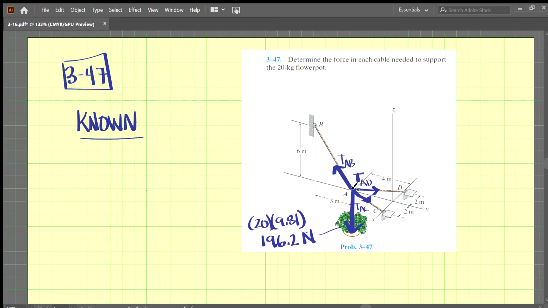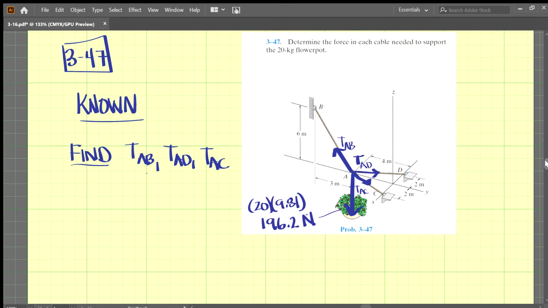And I've drawn the vectors here on the diagram, and I've labeled each of the cables as in tension: TAB, the cable from A to B, TAD from A to D, and also tension TAC from A to C. All right, so what we're looking to find here is TAB, TAD, and lastly TAC. Right, and we know that this is an equilibrium, so we can start our analysis.